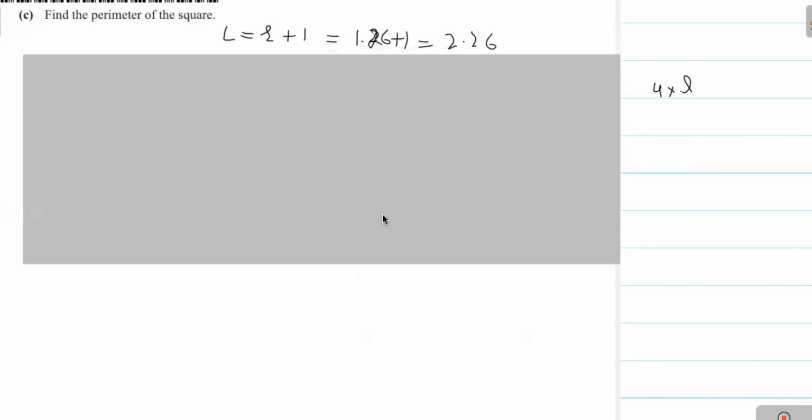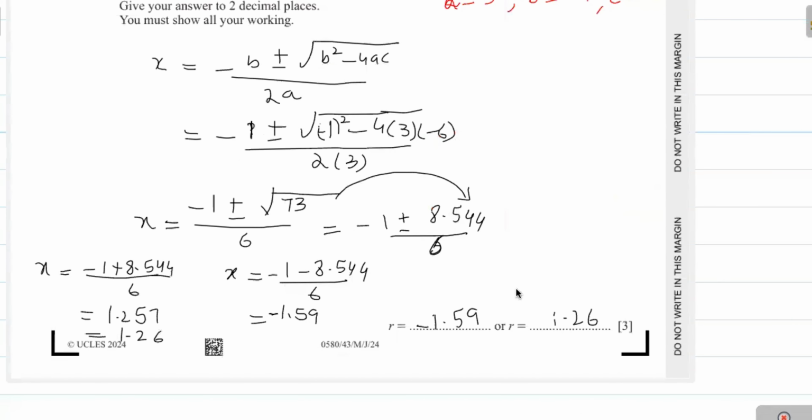1.26. Part C, find the perimeter of the square. To calculate the perimeter of a square is equal to 4 multiply length. First, the value of the length of the square here is r plus 1. Therefore, we can write the length will be equal to r plus 1. Look here, the value of r here is 1.59 and 1.26.